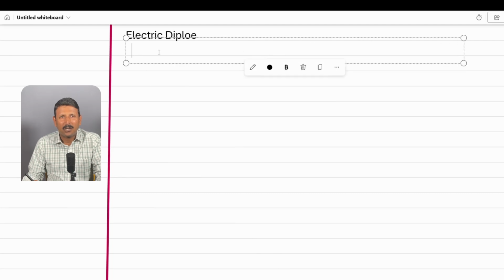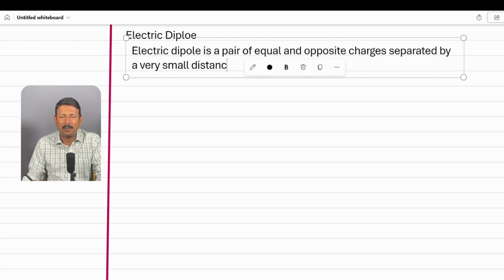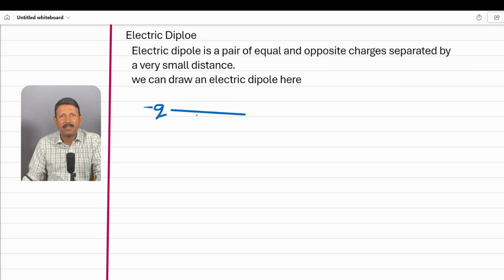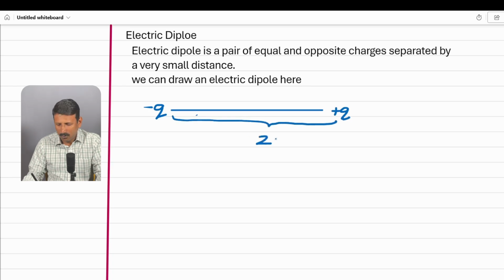To start with the numerical, we should recall one theory related to this, that is about the electric dipole. I think you heard in the class, right? Electric dipole. Basically, what is an electric dipole? It is a combination of two equal and unlike charges separated by a small distance. So we can say electric dipole is a pair of equal and opposite charges separated by a very small distance. And we can draw this here. So two charges, right? One is minus Q, separated by a distance 2a, or we can write 2l, plus Q. Separation between them is 2l.